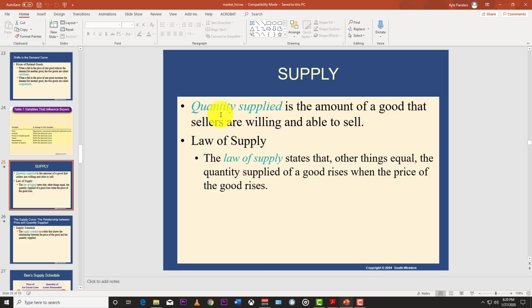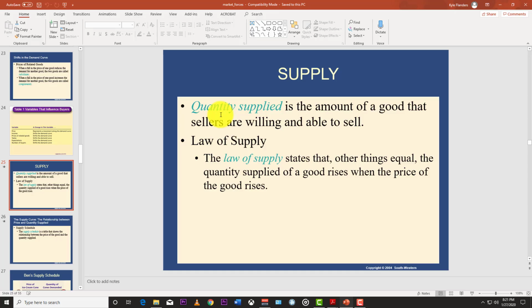So you might be willing to supply luxury cars, you might be willing to supply 10 tons of gold or something, but you cannot do it, so therefore you are not a part of the market supply. All right, so supply is the amount of goods that sellers are willing and able to sell. So let's add this part to it. They are willing and able to sell at a particular price at a particular time. You have to add those parts to the definition.